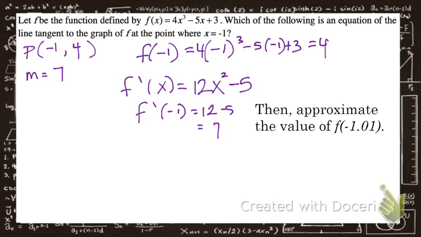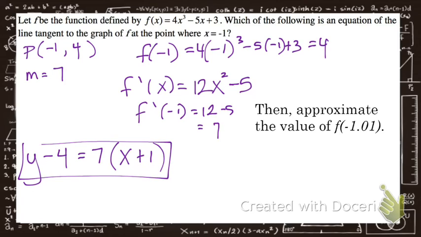Now, if this was a free response question, I would want you to write the equation of the tangent line in point-slope form, and then leave it there. Don't do anything to it after that. So that would be y minus y1, which is 4, equals m, which is 7, times x minus x1. So x minus a negative 1, which turns into x plus 1. That's the first half of my answer. That is the equation of the tangent line.